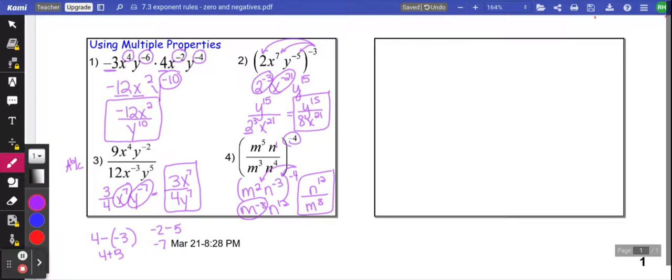Okay, a little rule to help you out. If it's a multiplication problem, we add the exponents. If it's a division problem, we subtract the exponents. If there's parentheses, then we multiply the exponents. If it has a negative, it goes to the bottom and becomes a positive. Multiply, add, divide, subtract, parentheses, multiply. Negatives go to the bottom.